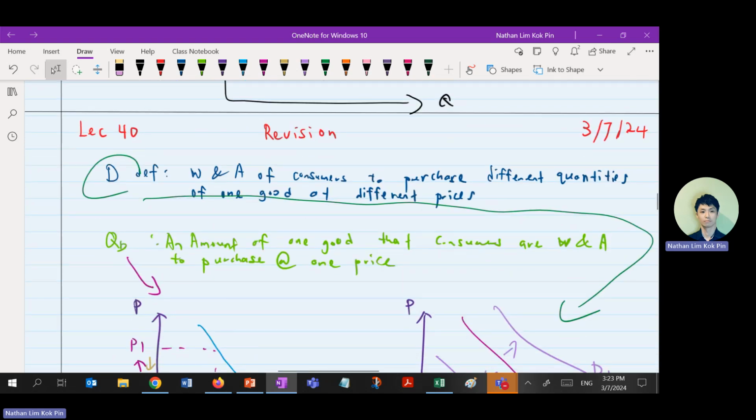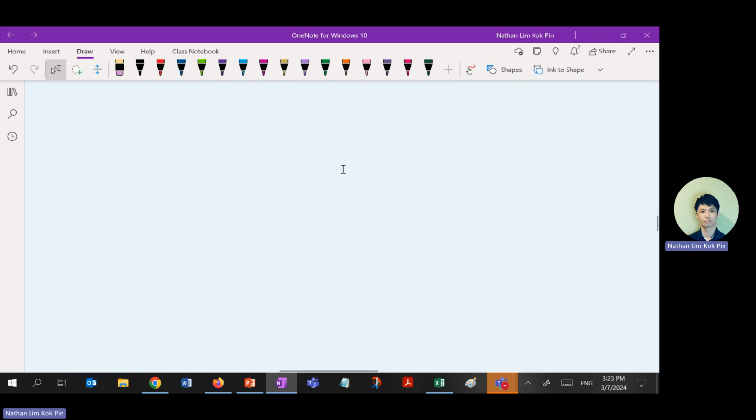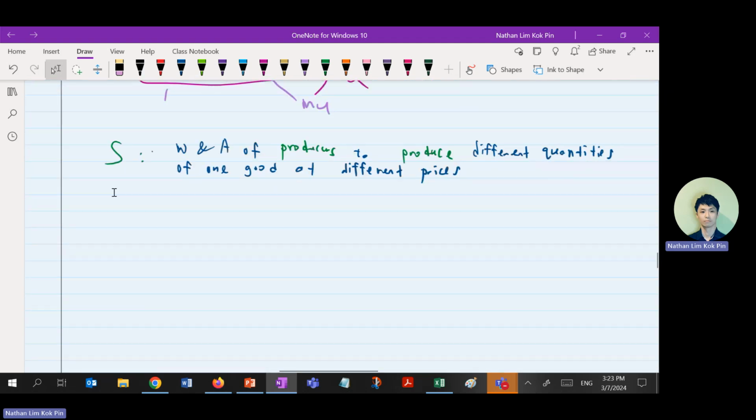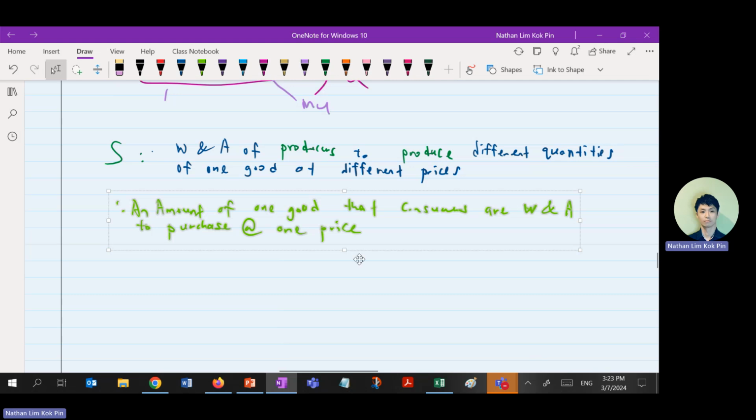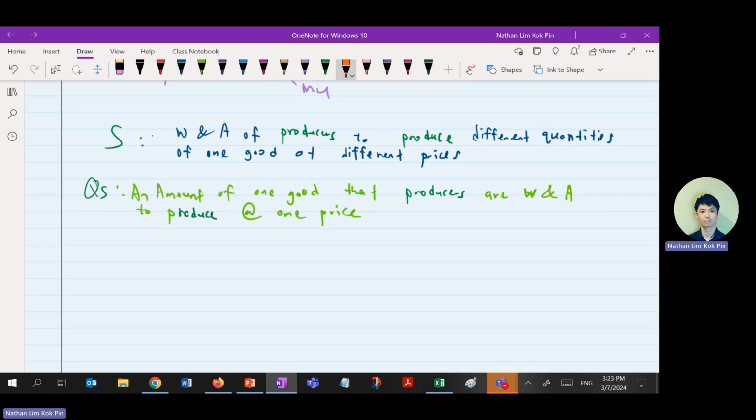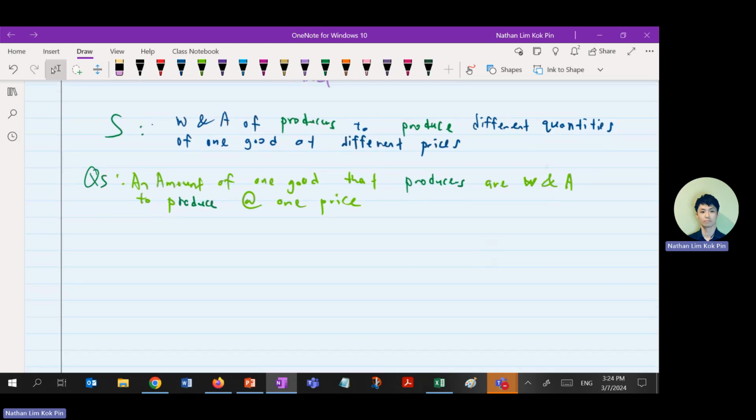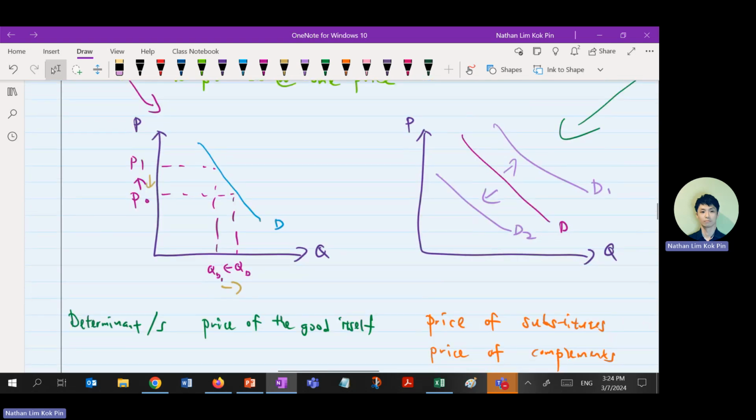Similarly for QS, right? For QS, it's similar to your QD. It still refers to one amount only, that's why it's an amount, right? This is QS, an amount of one good that now is not consumers, but the producers are willing and able to produce at only one price, right? That's the difference, okay? So they still have almost the same types of determinants, right?